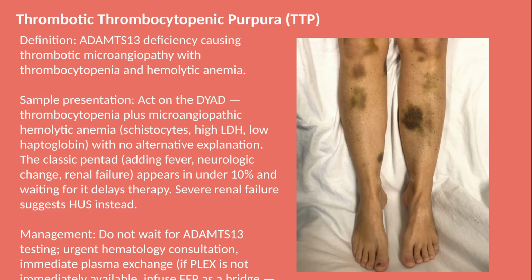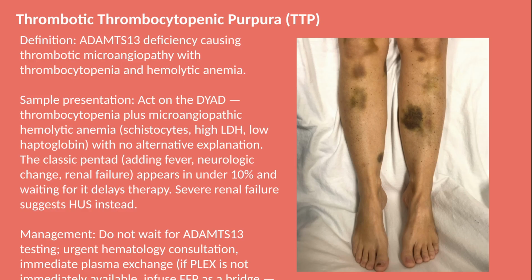Two findings are enough to act on: thrombocytopenia plus microangiopathic hemolytic anemia with schistocytes on the smear and a high lactate dehydrogenase without another explanation. Do not wait for the enzyme assay to result. Call hematology emergently and arrange plasma exchange, which is the treatment that dropped mortality in this disease from roughly 90% to under 20%. If exchange will be delayed, give plasma infusion as a bridge.